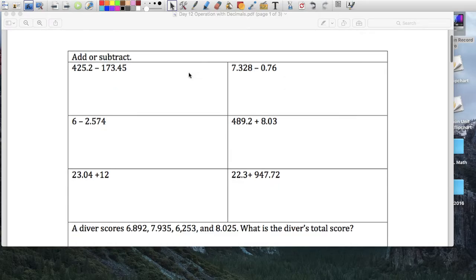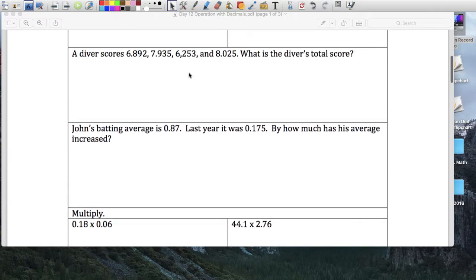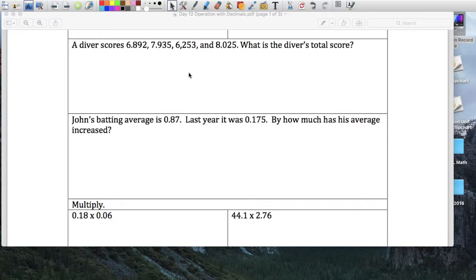I guess we do some word problems. Okay, not that bad. All right, so a diver scores, okay, it's probably an Olympic event here. Diver scores 6.892, 7.935. That should be 6 point, not 6 comma. Okay, so 6.253 and 8.02. What is the diver's total score? So you would need to add all those four numbers.